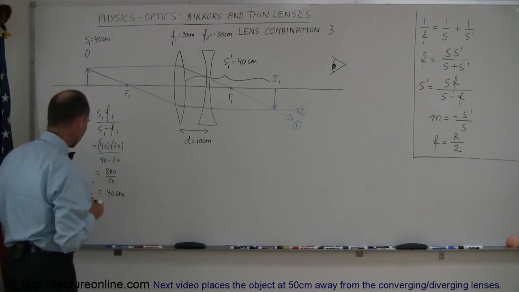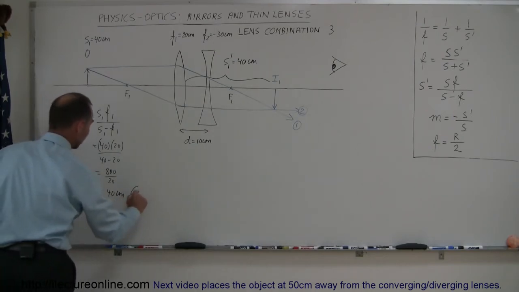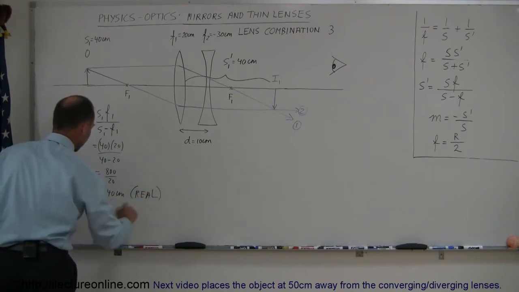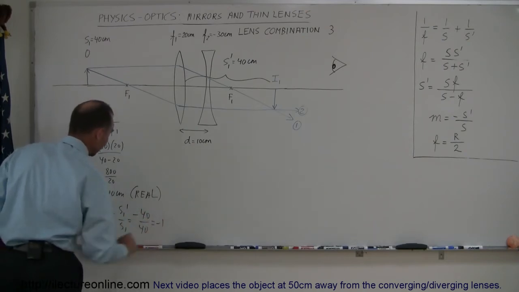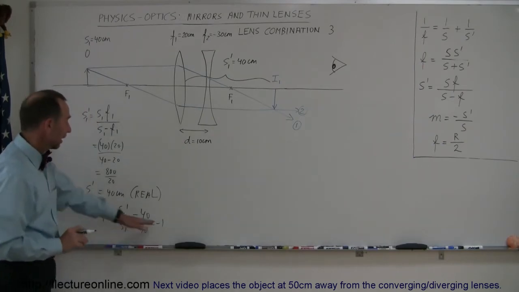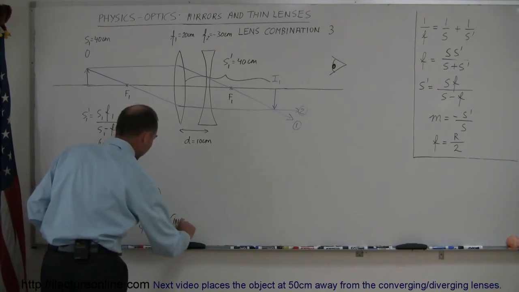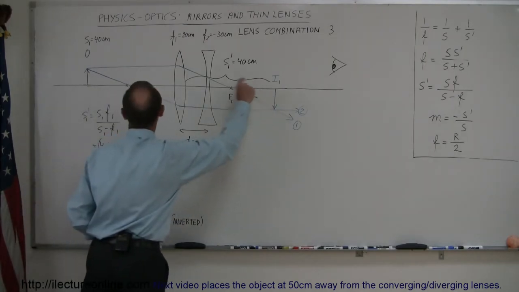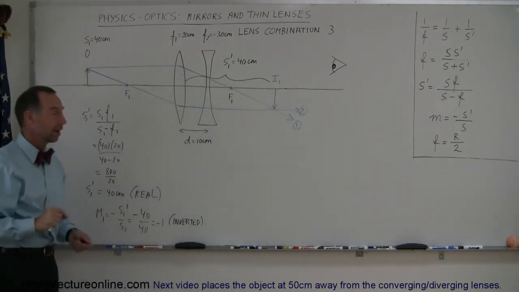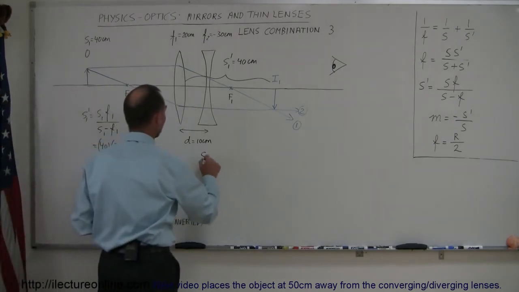Before we do that, though, I'd like to calculate the magnification of the first lens. First of all, this is a real image. The magnification M1 is equal to minus S1 prime over S1, which is minus 40 divided by 40, which is minus 1. What that says is that the image is inverted, but the size is exactly the same as the object that caused it. So the size of the image is the same as the size of the object, at least for object 1 and image 1.